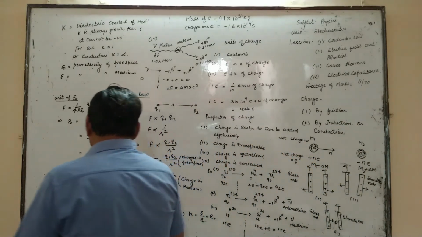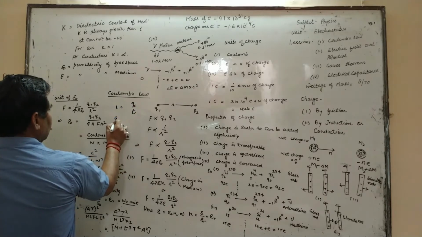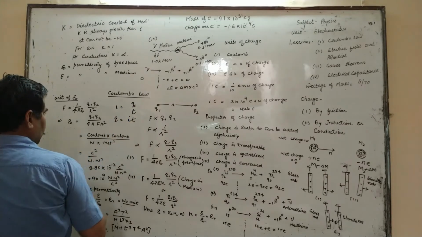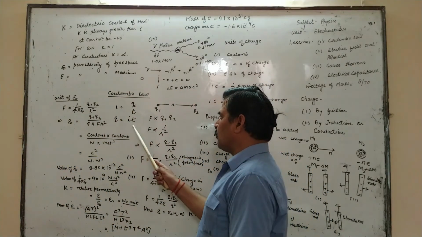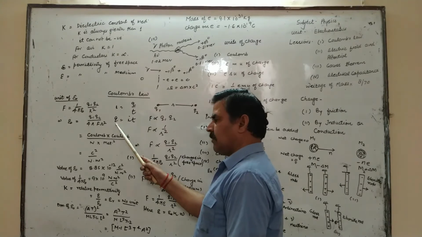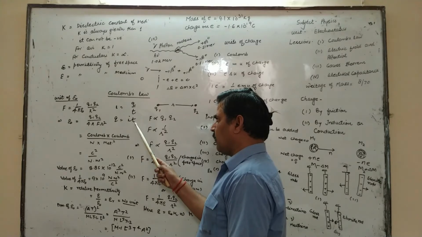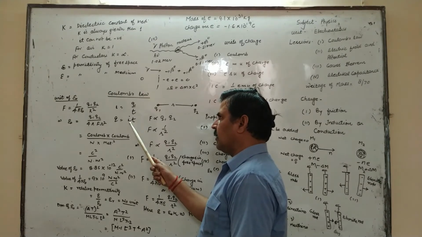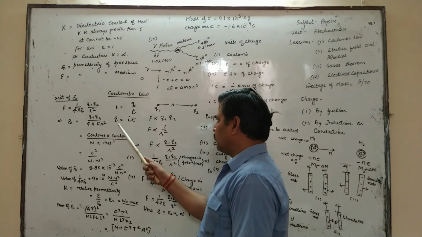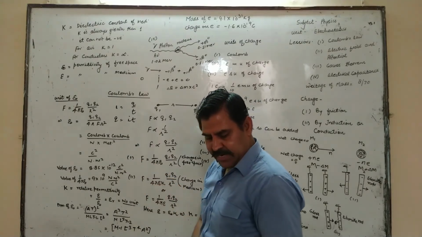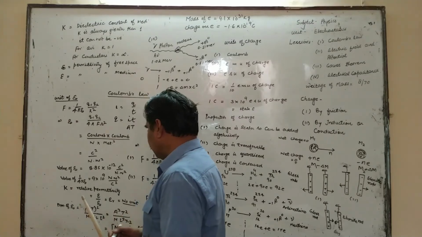As you know, I equal to Q by T. Therefore, Q equal to IT. From the relation Q equal to IT, the dimension of coulomb is the dimension of I and the dimension of T. Dimension of I is A, ampere. Dimension of time is T. So the dimension of coulomb is AT. A means ampere, T means time.